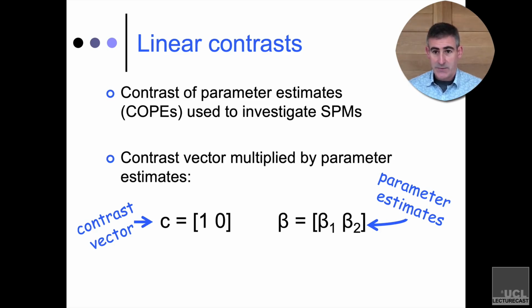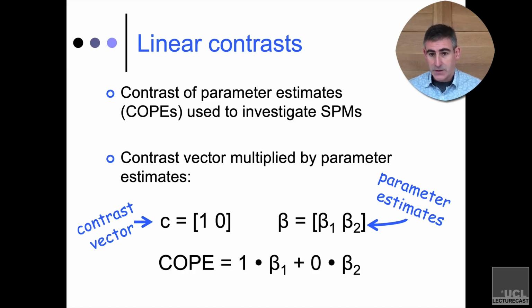Obviously, of those two parameter estimates, the one that's interesting to us is the first one, and we really don't care about the second. It's there to reduce structured noise that then doesn't go into the epsilon term of the general linear model, into the noise term. So if all we care about is parameter 1, then if you multiply the contrast vector, 1, 0, times the beta vector, B1, B2, then what you get is your contrast of parameter estimates, which is 1 times B1 plus 0 times B2. And the math doesn't get a whole lot easier than that. You end up with just simply B1, right?